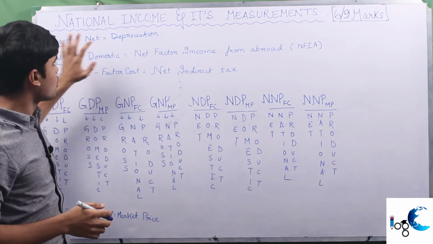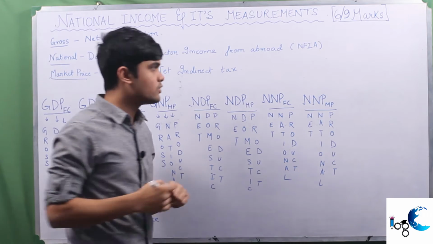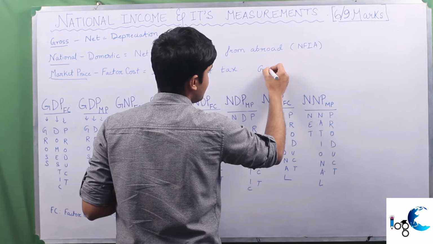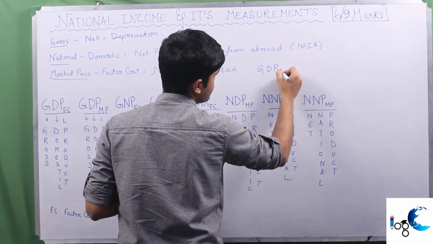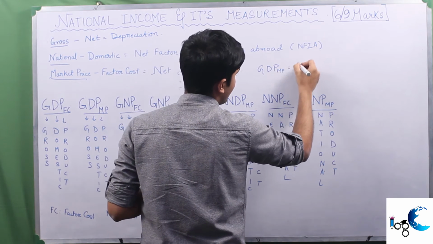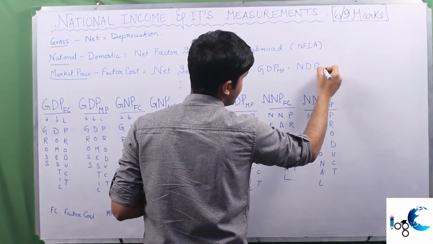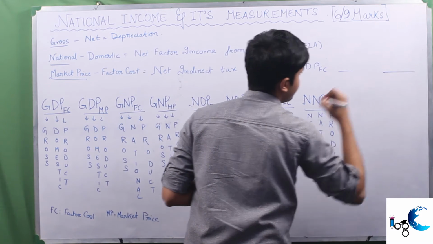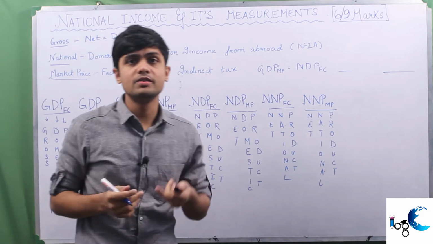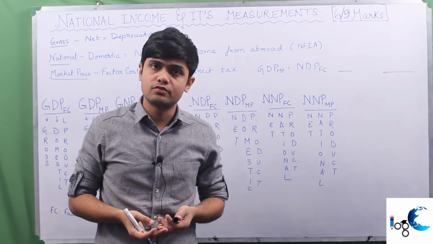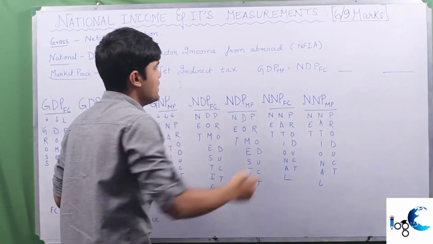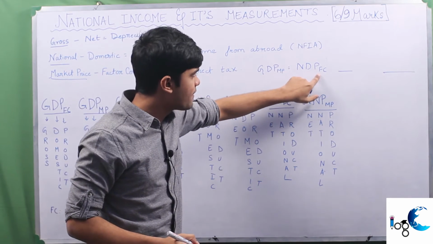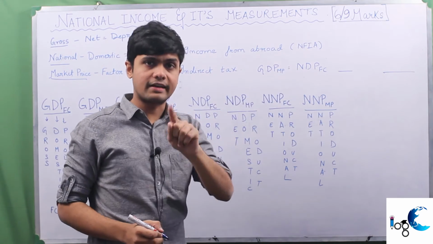Now why I taught you this is the reason they will give you this type of questions. Let us consider this: GDP MP is equal to NDP FC. Then they will give it like this, fill in the blanks. It can come for 3 marks, it can come for 2 marks as well. So first thing, GDP MP means gross domestic product at market price. NDP FC means net domestic product at factor cost.